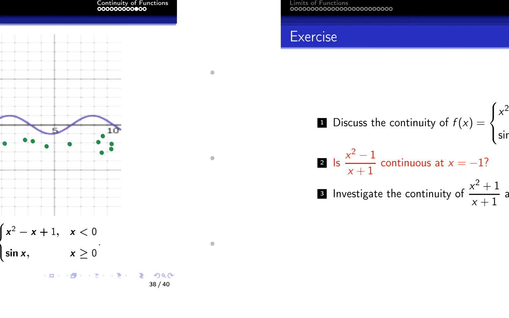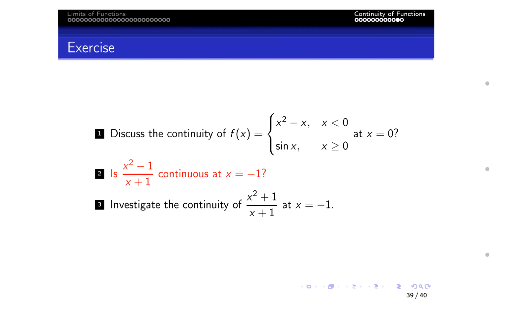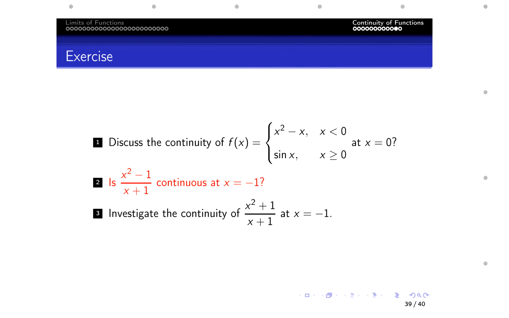And at this point, you have some exercises to try your hands on. Discuss the continuity of f of x, which is equal to x squared minus x as x less than 0, and sine x as x greater than or equal to 0, at x equals 0. So is this step function continuous at x equals 0? Then number 2: is x squared minus 1 all over x squared plus 1 continuous at x equals -1? This is the second one. Then investigate the continuity of x squared plus 1 all over x plus 1 at x equals -1. So try your hands on that, of course.